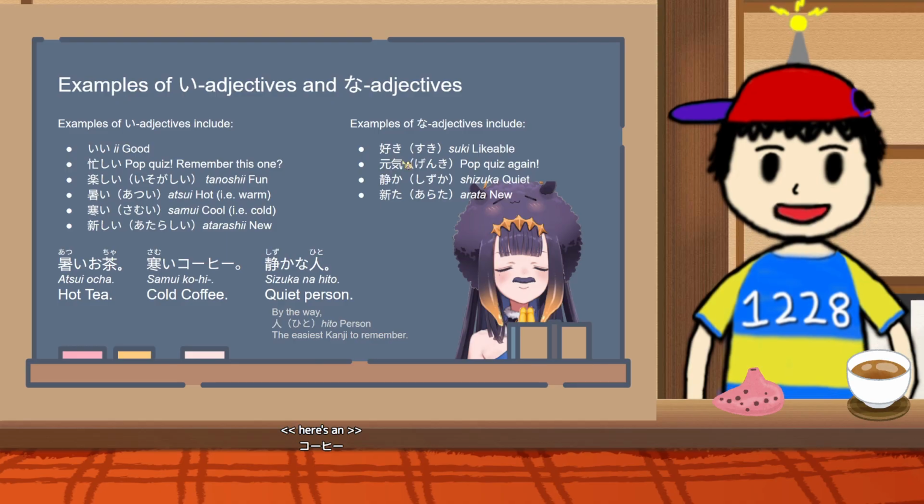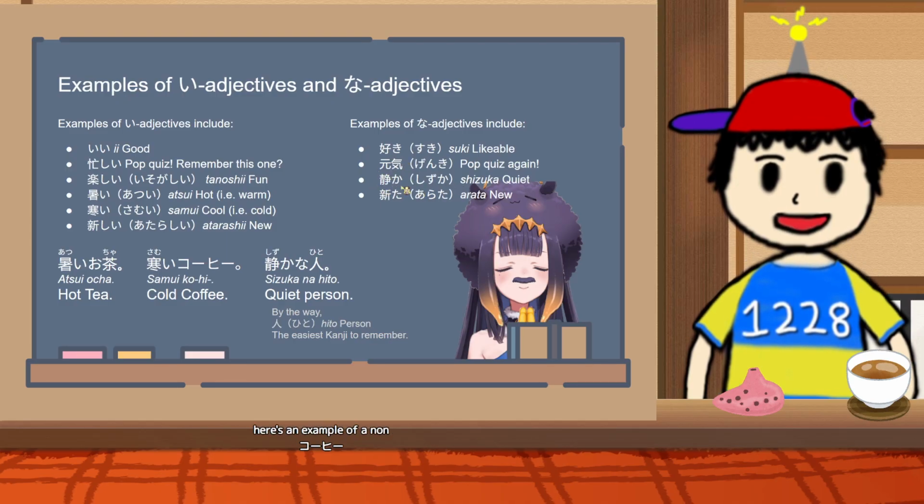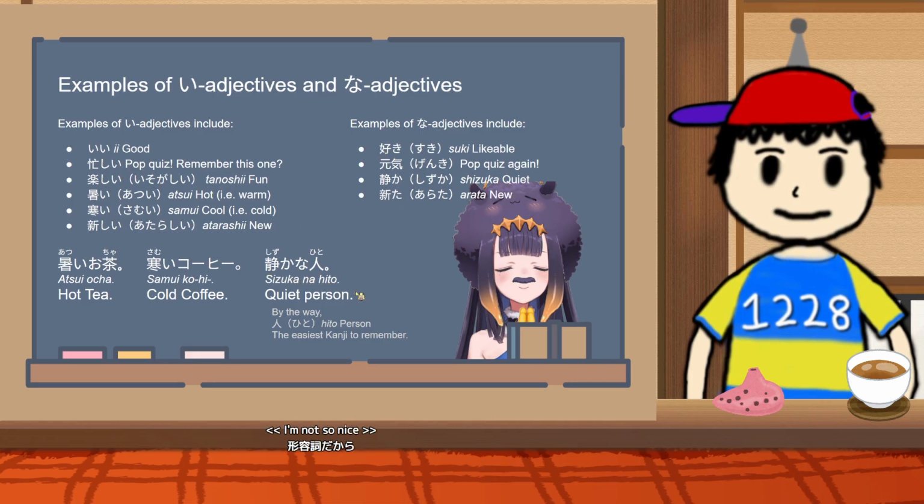Here's an example of a na adjective. We got shizuka. Shizuka na hito. Hito meaning person. This is probably one of the easiest kanji you'll ever know. So if there's any kanji you want to know, it's this one. Shizuka na hito. Quiet person. You put the na after the adjective because it's a na adjective. And that's how na adjectives work.